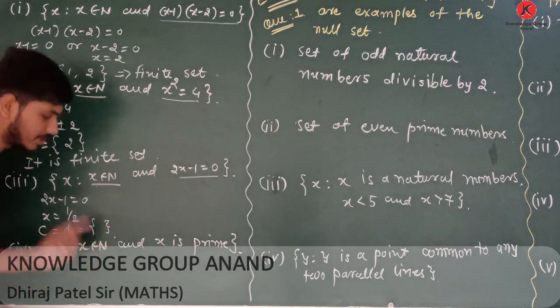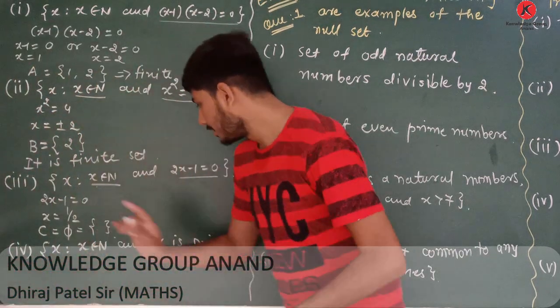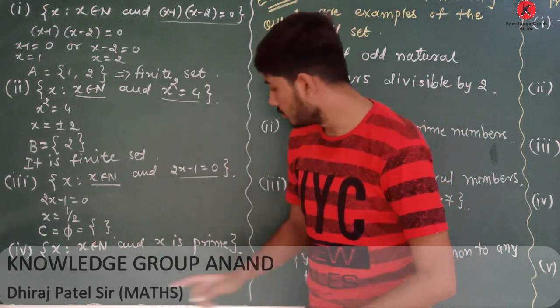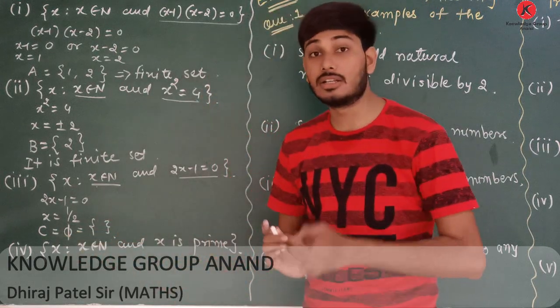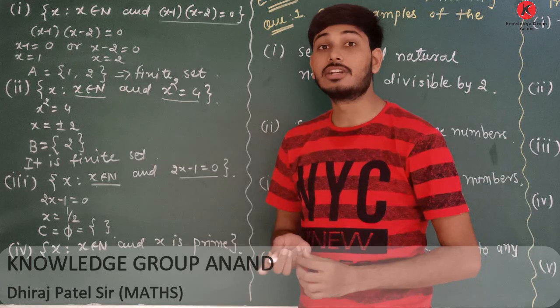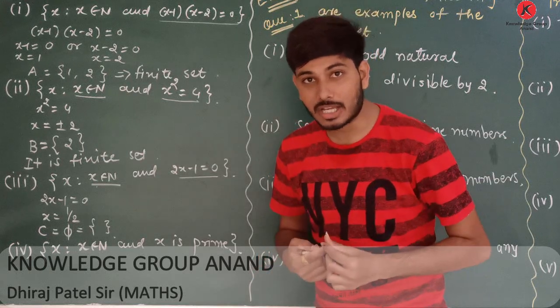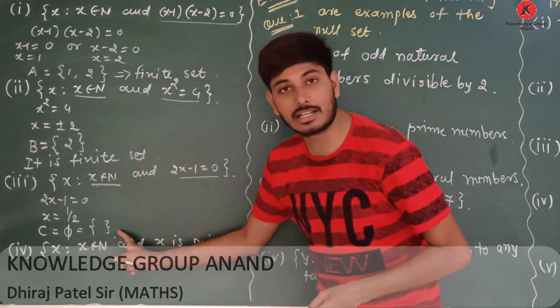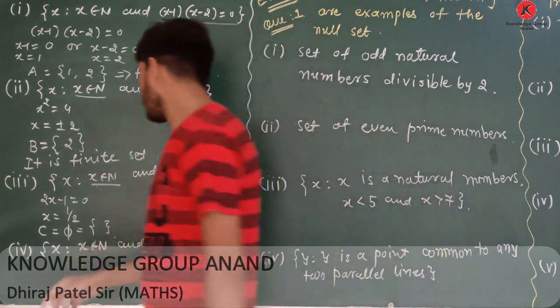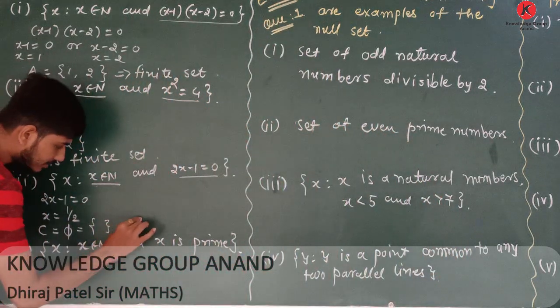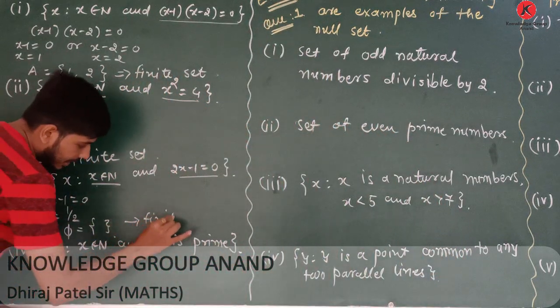Here you can represent it as curly brackets in blank form. So this is the null set. And the null set or empty set has 0 elements. The number of elements of this set is 0. Therefore, we can say that it is a finite set.